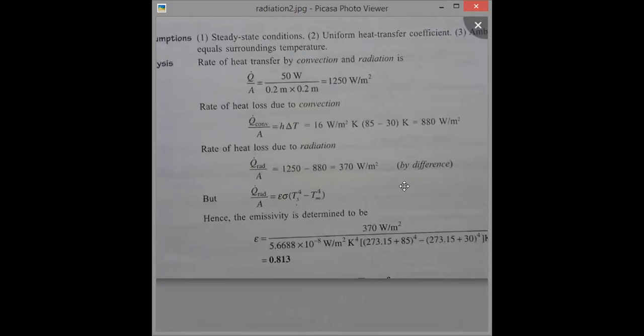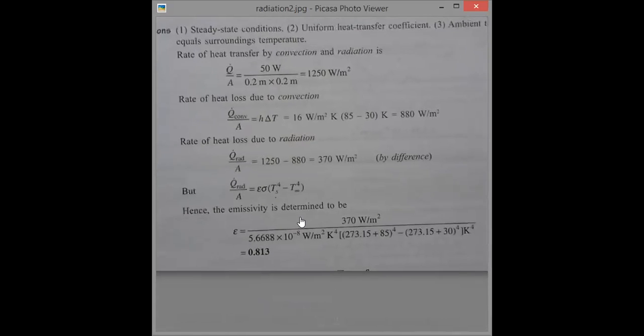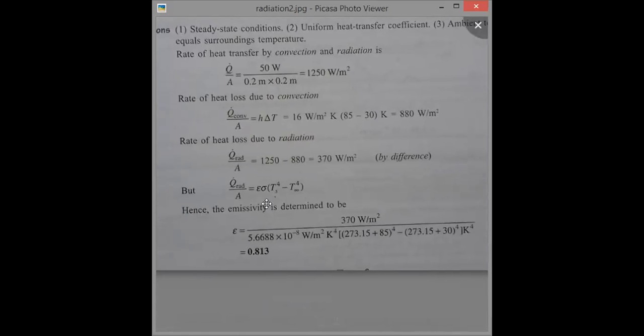And we again know that the radiative heat loss is equal to the shape factor into sigma into the difference of surface temperature to the power 4 minus fluid temperature to the power 4. Again, Q dot rad by A value is obtained. So the only unknown factor is emissivity. Emissivity is equal to 370 divided by 5.67 Boltzmann constant, sigma, and the temperature differences, converted to degree Kelvin. So emissivity is coming out as 0.813. It has no unit.